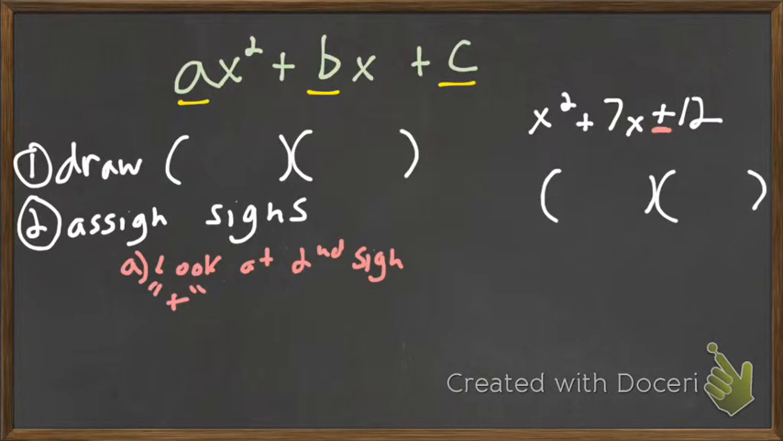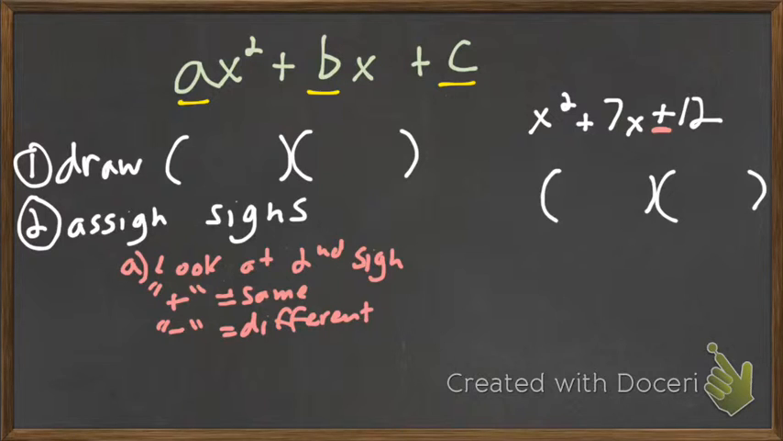Plus means it's the same. Minus means it's different. Now, what I mean by that is, since we have a plus sign in our example here, I know that both signs that are going to go in here are going to be the same. Now, if it was a minus sign, then the signs that I would put in here would be different.